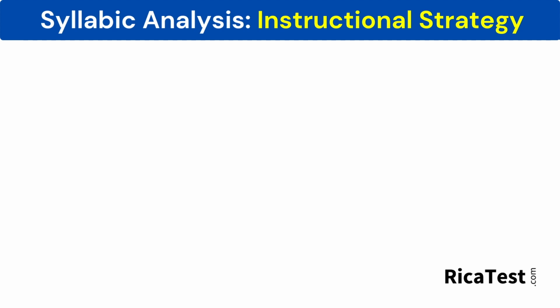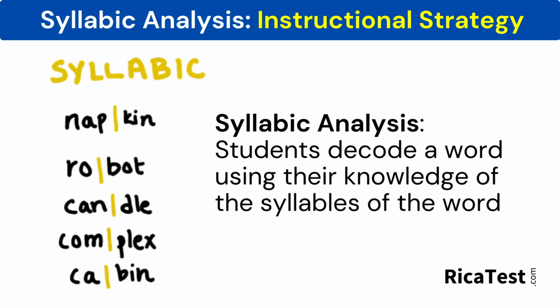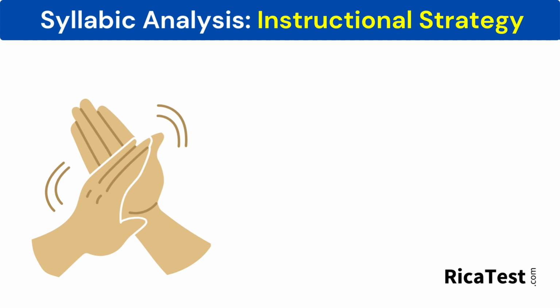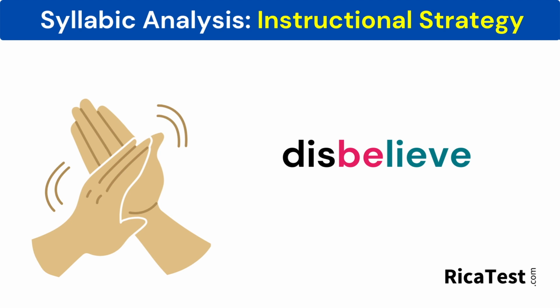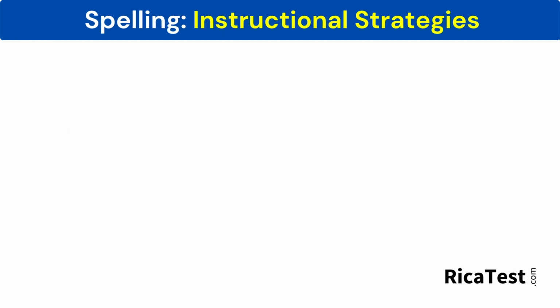Okay, now let's move on to teaching syllabic analysis. Remember that syllabic analysis is when students decode a word using their knowledge of the syllables of the word. The traditional model for identifying the number of syllables in a word is to teach the children to clap out the syllables. For example, napkin has two syllables, or another one, disbelieve, has three syllables.